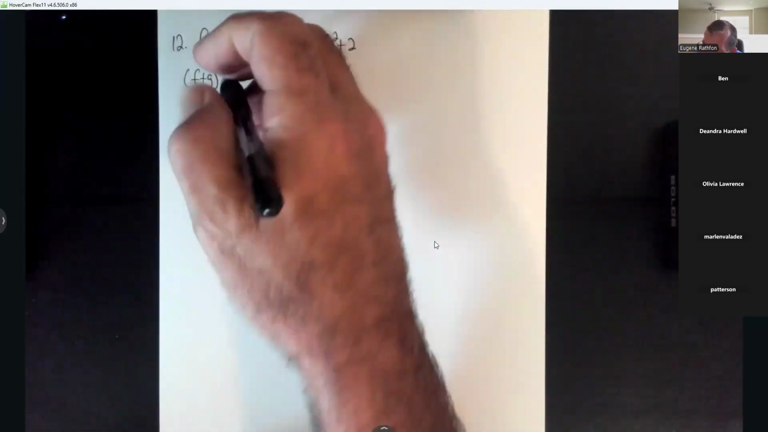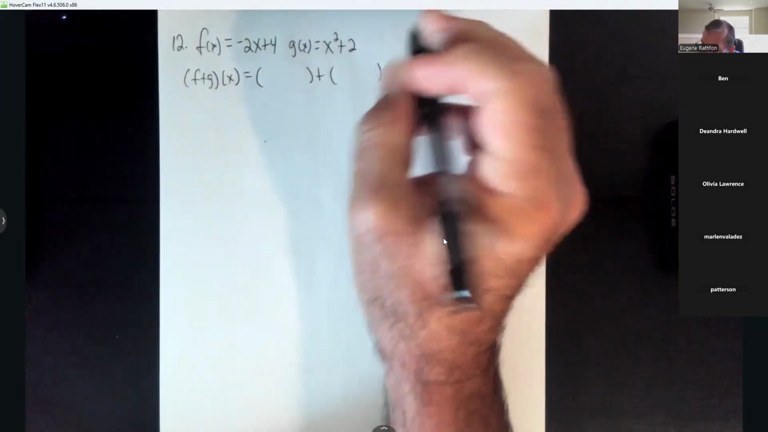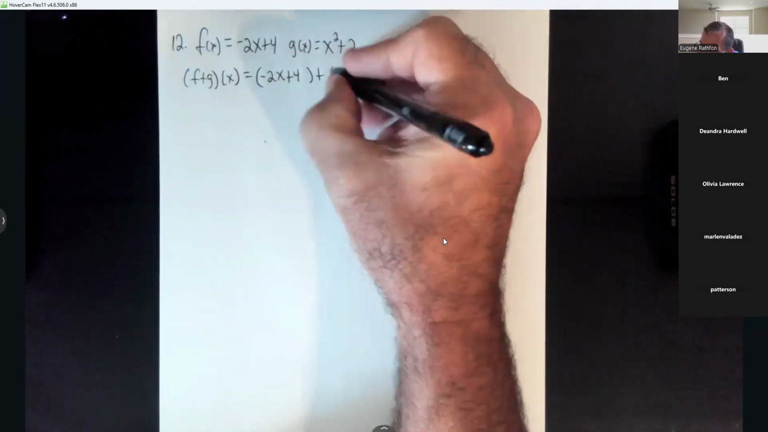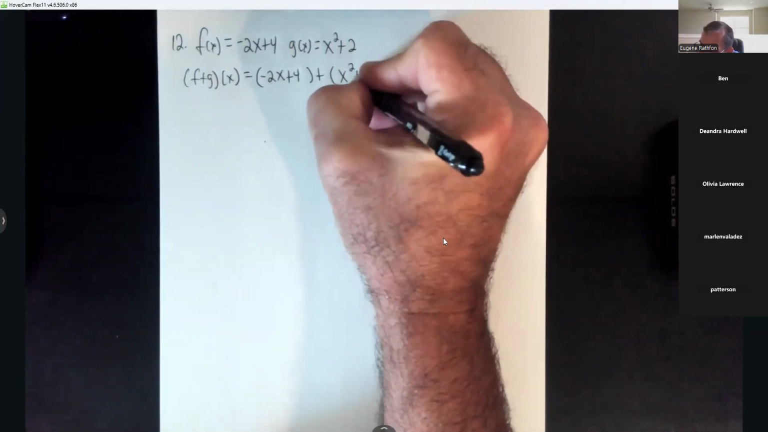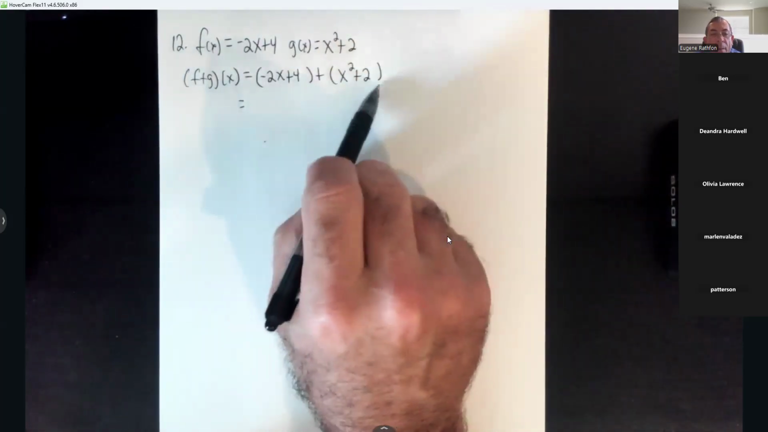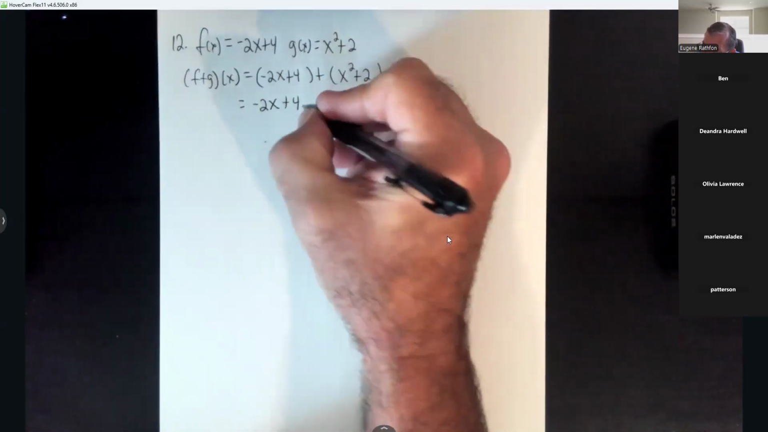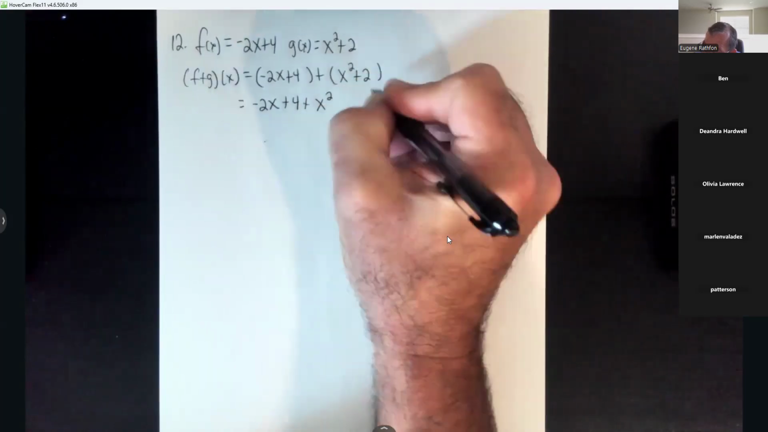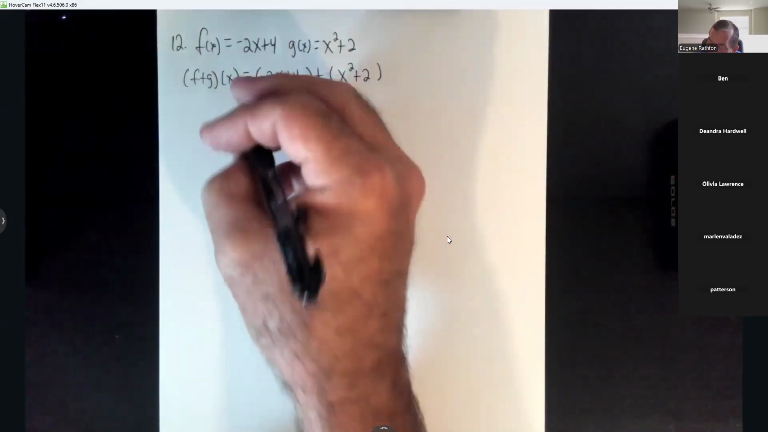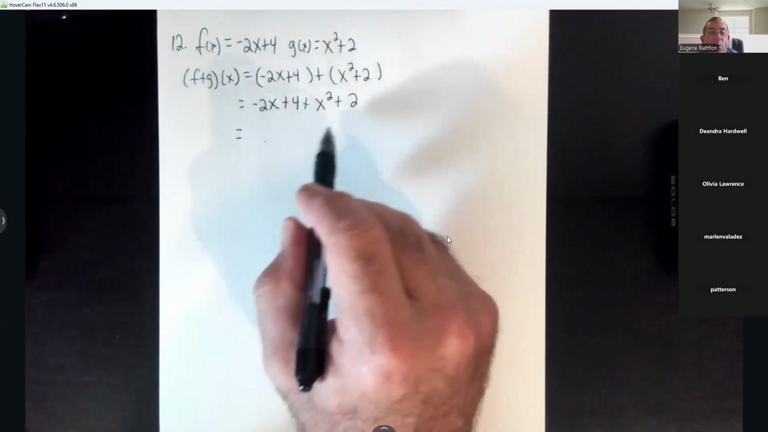So f plus g of x will equal my f plus my g. f is negative 2x plus 4. g was x squared plus 2. When you're adding, you can drop parentheses and everything will stay the same sign. If it's positive, it'll stay positive down here, okay? So now the only thing is to combine like terms and put it in descending order.